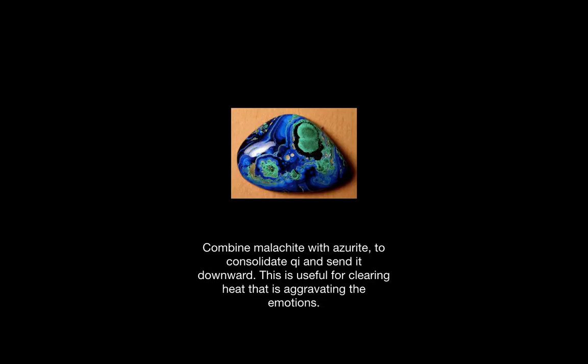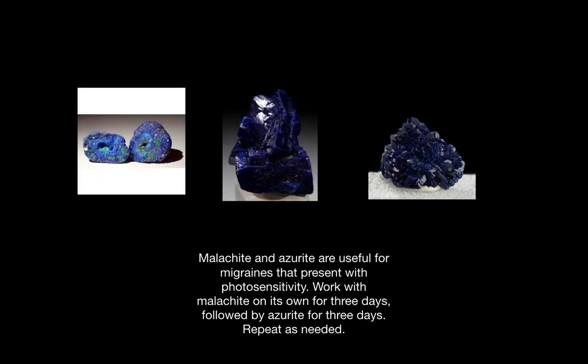Combine malachite with azurite to consolidate chi and send it downward. Here is a stone of malachite combined with azurite. They frequently occur together. This type of stone is useful for clearing heat that is aggravating the emotions. Malachite and azurite are useful for migraines that present with photosensitivity. You can work with malachite on its own for 3 days and follow that by working with azurite for 3 days. Then repeat as needed.